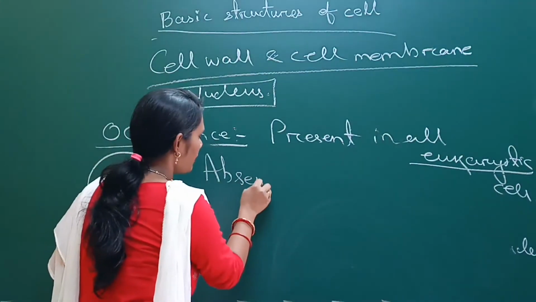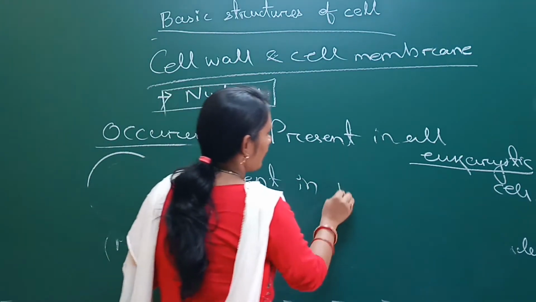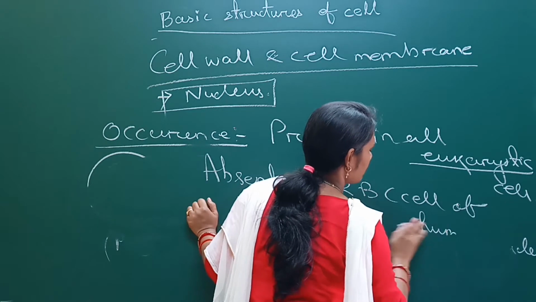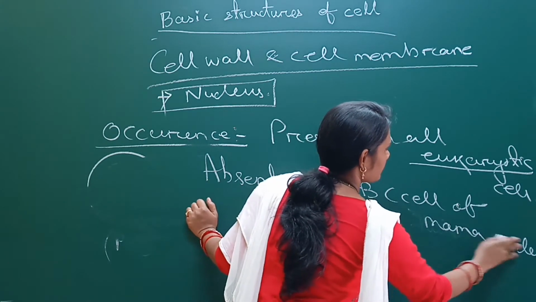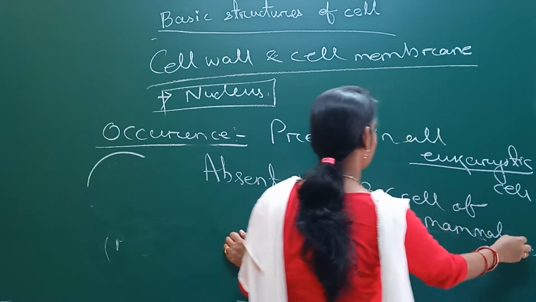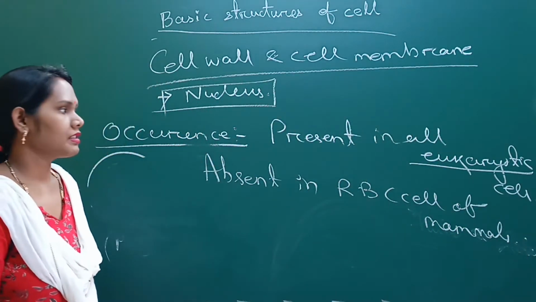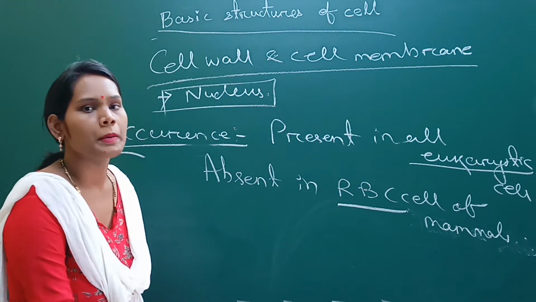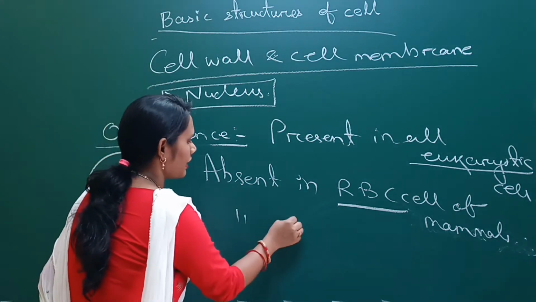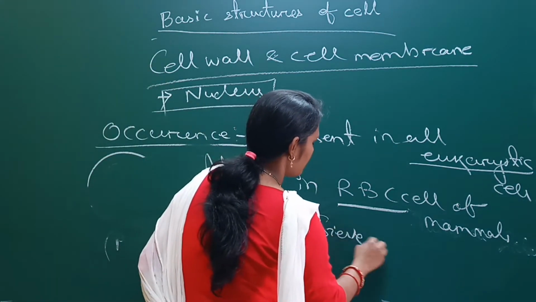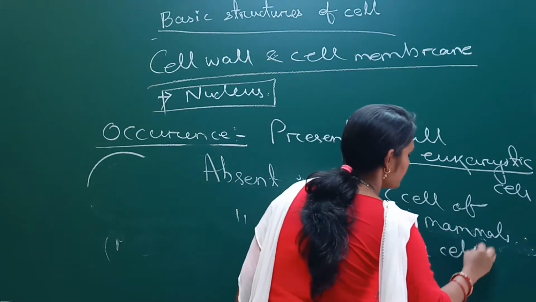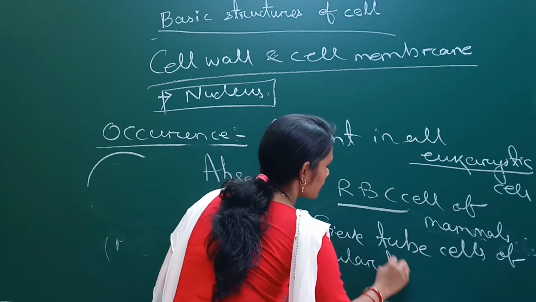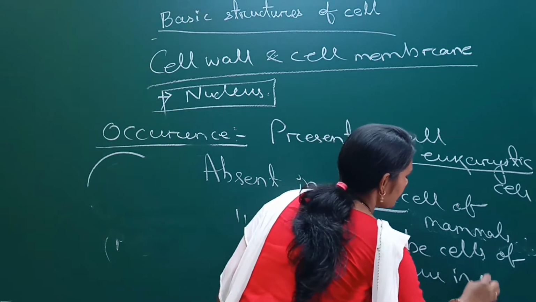But the nucleus is absent in the RBCs of human mammals. RBC means red blood corpuscles, which are cells of our blood. It is also absent in the sieve tube cells of vascular tissue. The vascular tissue is present in plants.